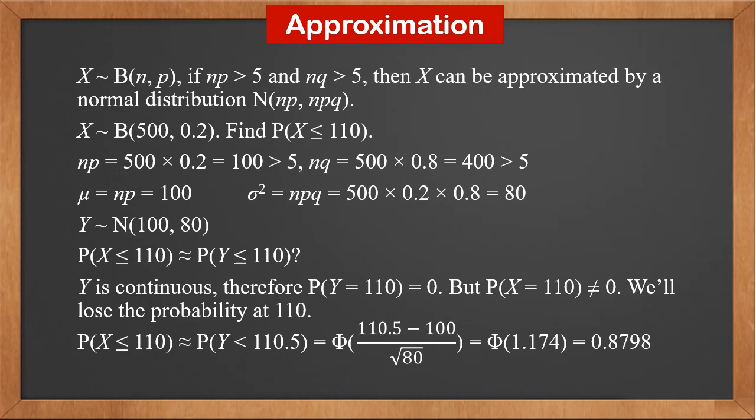110.5). From here, we can standardize it to Phi((110.5 minus 100) over square root 80). Remember to use the square root of 80, because 80 is the variance. This is Phi(1.174). So the answer is 0.8798. The change from 110 to 110.5 is called continuity correction. We'll look at it in detail next.